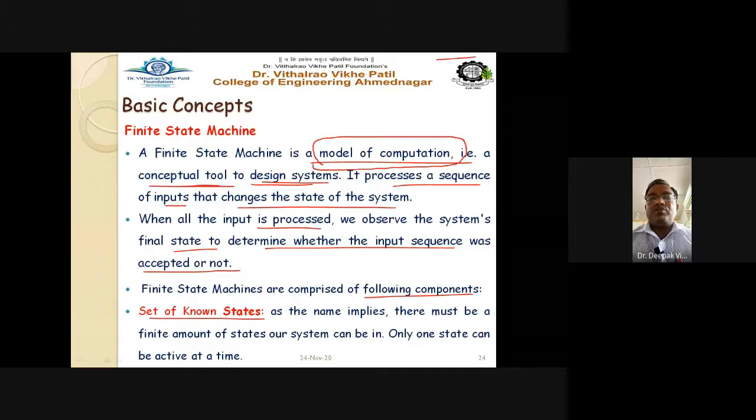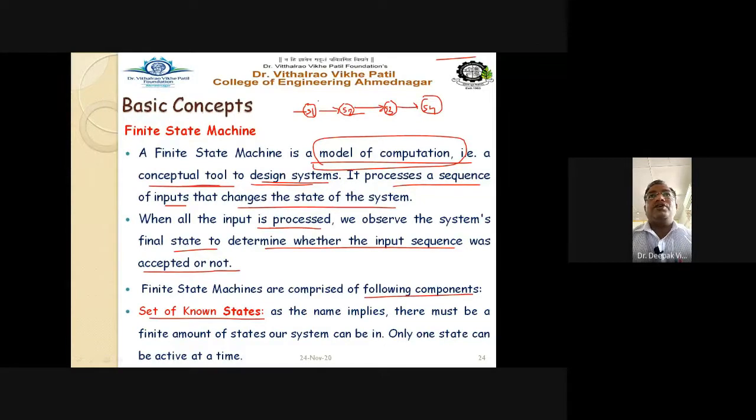For any project, any program, any software, any system, you can draw the model in terms of a finite state machine. A finite state machine can have multiple states. Say S1 is there, then there is a state S2, then S3, then S4. These are nothing but the states. Multiple states are possible in this case.